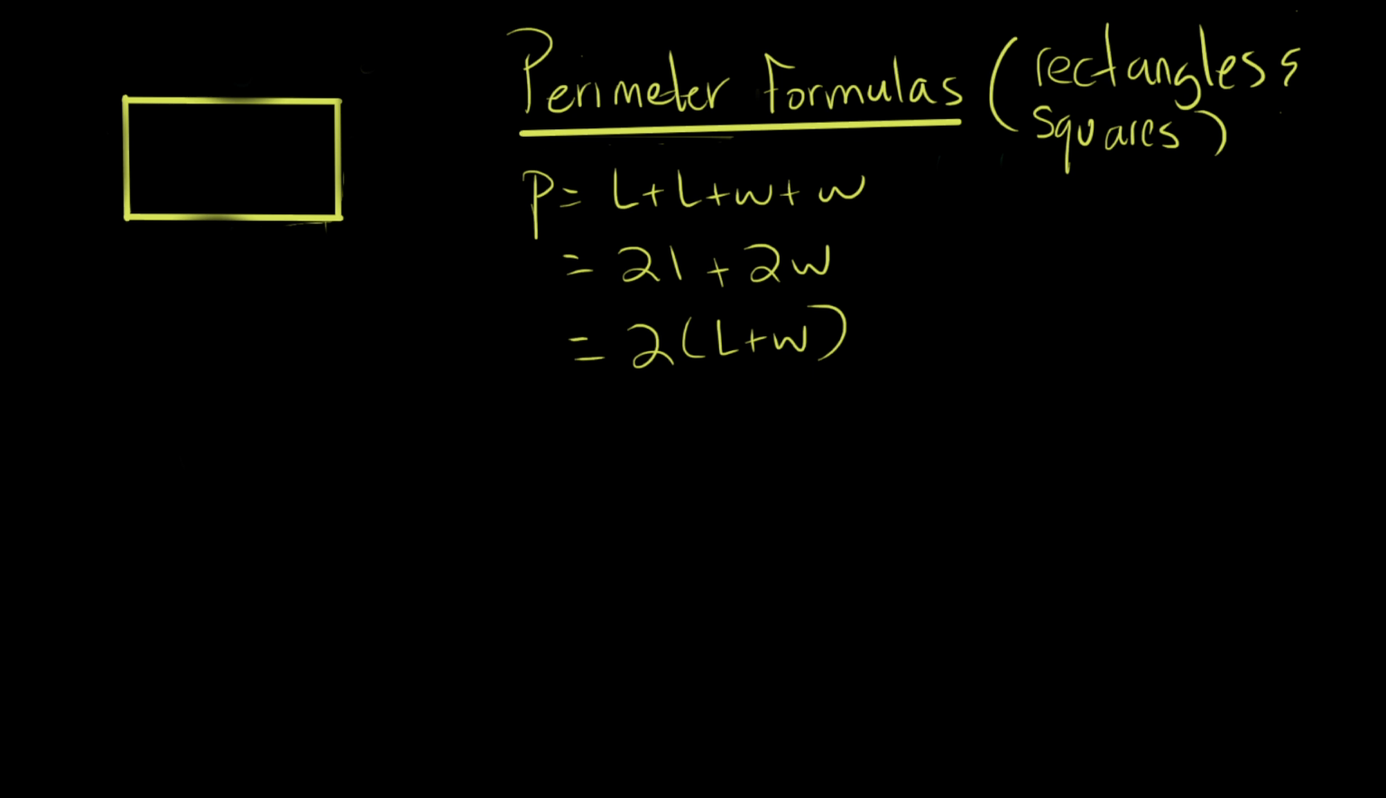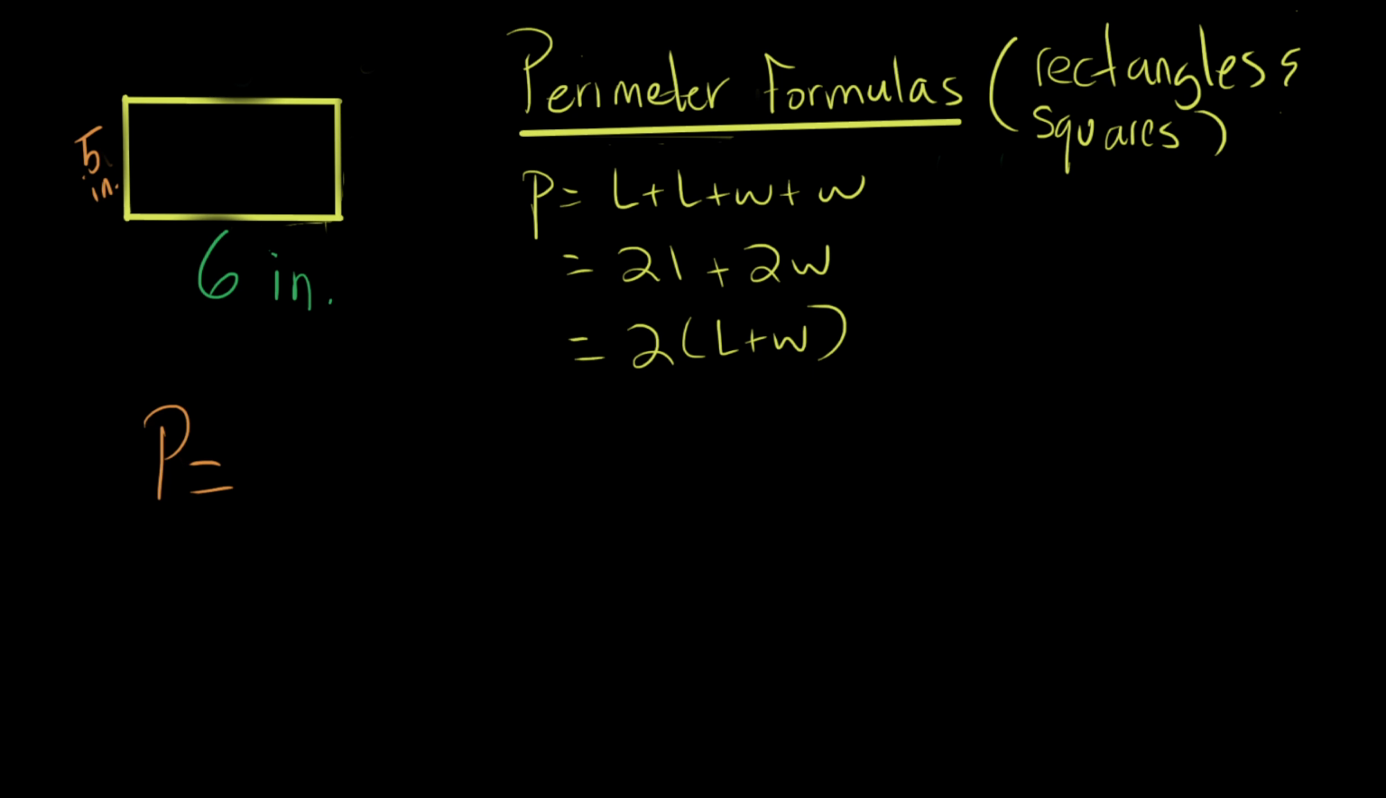So imagine you see a problem. You're going to see problems like this where they will give you one length. So let's say the length of this side of this rectangle is 6 inches. And they'll give you a width. Let's say that this is 5 inches. And they're going to say, what's the perimeter of this shape?